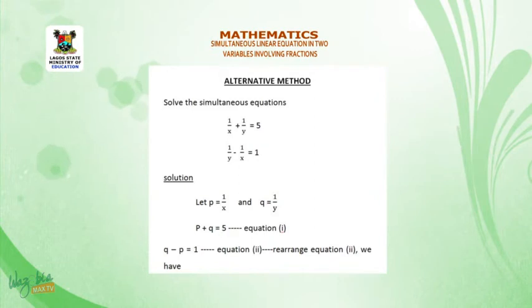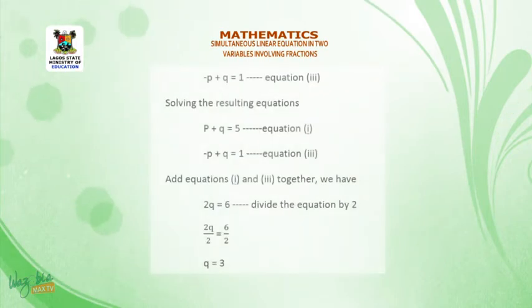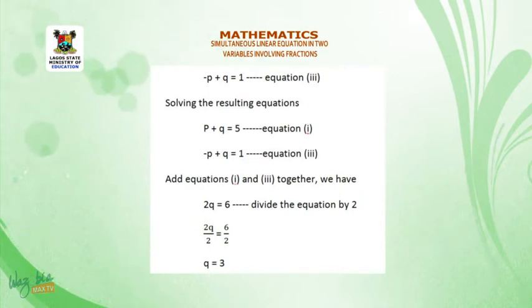Alternative method. Solve the simultaneous equations 1 over x plus 1 over y is equal to 5, 1 over y minus 1 over x is equal to 1. Solution. Let P be equal to 1 over x and Q is equal to 1 over y. P plus Q is equal to 5, equation 1. Q minus P is equal to 1, equation 2. Rearrange equation 2. We have minus P plus Q is equal to 1, equation 3.